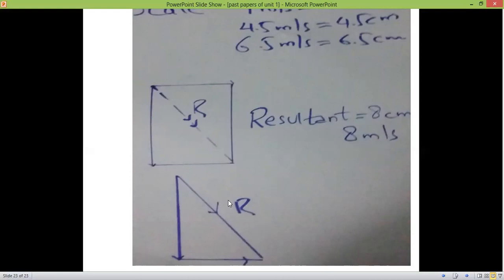This is the head to tail rule method, or tip to tail rule method. According to that, the second vector, which is 4.5 in the horizontal direction, while this is the vertical direction, will be drawn at the head of the first. And how to get the resultant? By joining the tail of the first to the head of the second. Again the magnitude will be 8 centimeter.